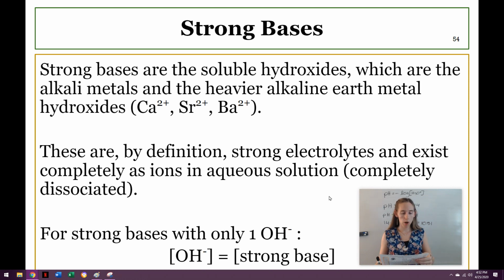Those are your alkaline earth metals. And so it says group 1A and 2A hydroxides, except for beryllium and magnesium, which is the same way as saying the heavier group 2A or alkaline earth metals, calcium, strontium, and barium, with hydroxide, those are your strong bases. They're going to completely dissociate and exist solely as ions in your aqueous solution. So for strong bases that only have one hydroxide, which would be with your first column, then the concentration of your strong base is equal to the concentration of hydroxide. And again, we're going to do examples of that.